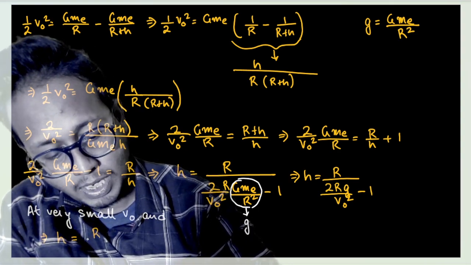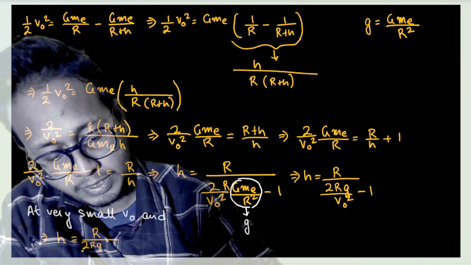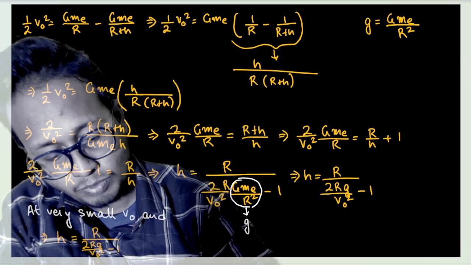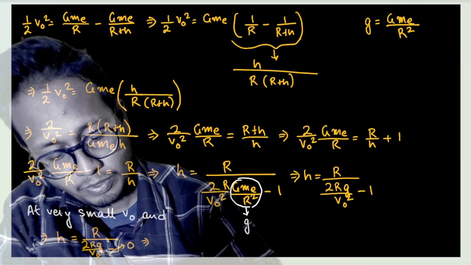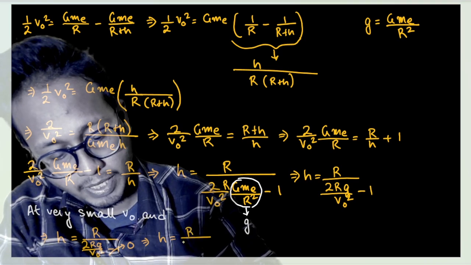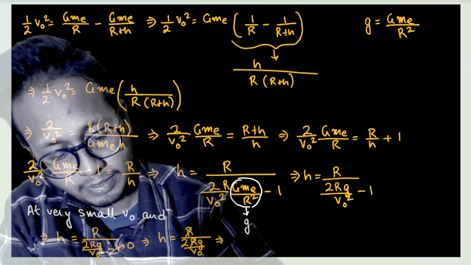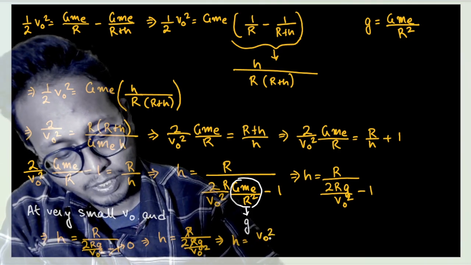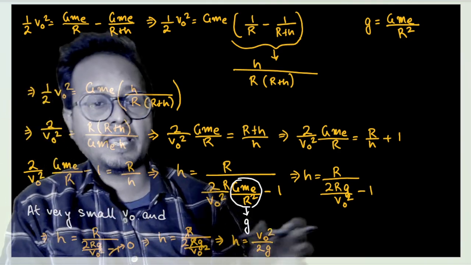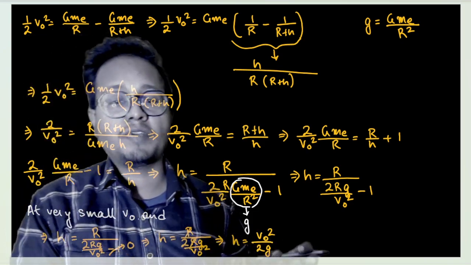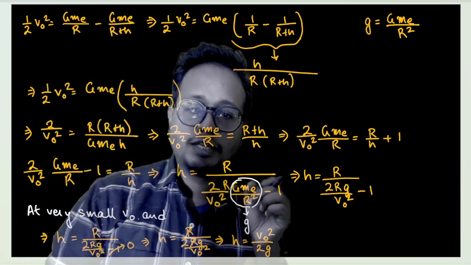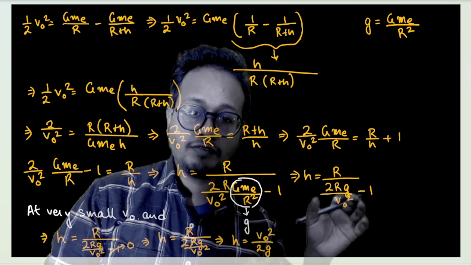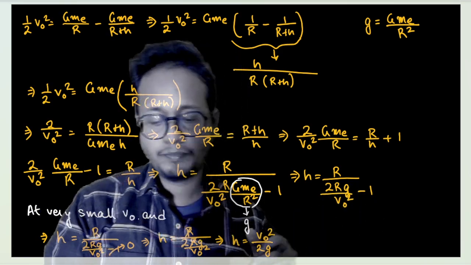Height is equal to r divided by (2rg divided by v naught square minus 1), and this 1 would be ignored. Or height is equal to r divided by 2rg by v naught square, r and r would cancel, and height is equal to v naught square by 2g. This is the same answer that you would get when you take the value of acceleration due to gravity as constant. Understood? But if you take the acceleration due to gravity as variable, this is the actual answer that you get.